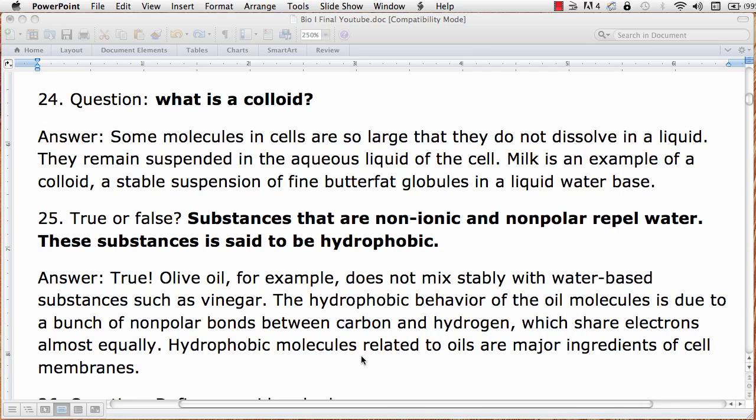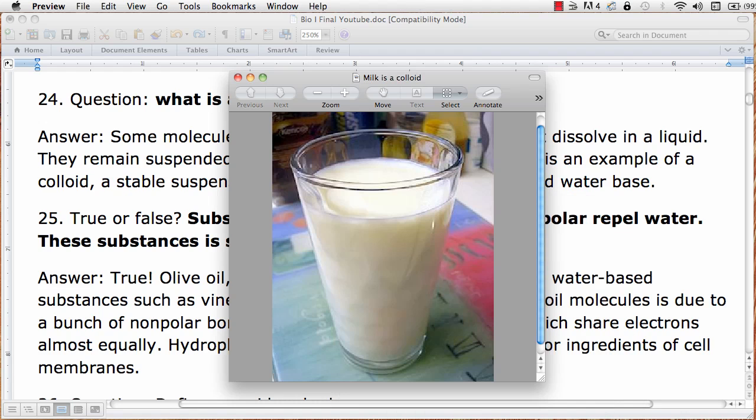What is a colloid? Some molecules in cells are so large that they do not dissolve in a liquid. They remain suspended in the aqueous liquid of the cell. So milk is actually an example of a colloid. It is a stable suspension of fine butterfat globules in a liquid water base.